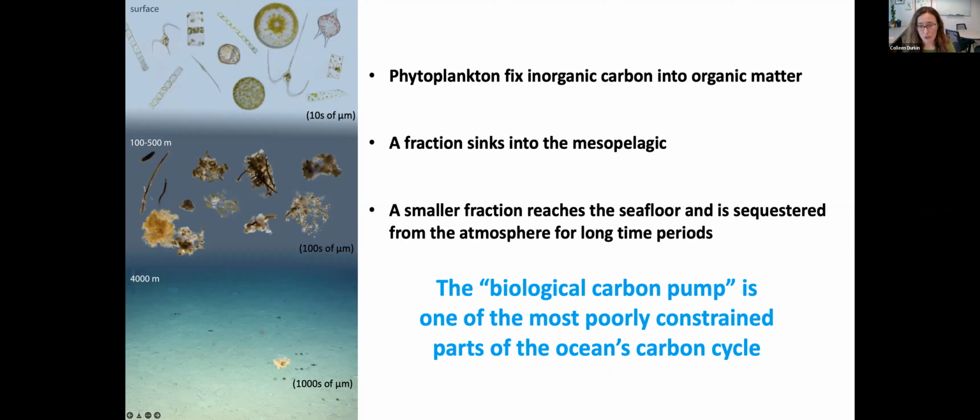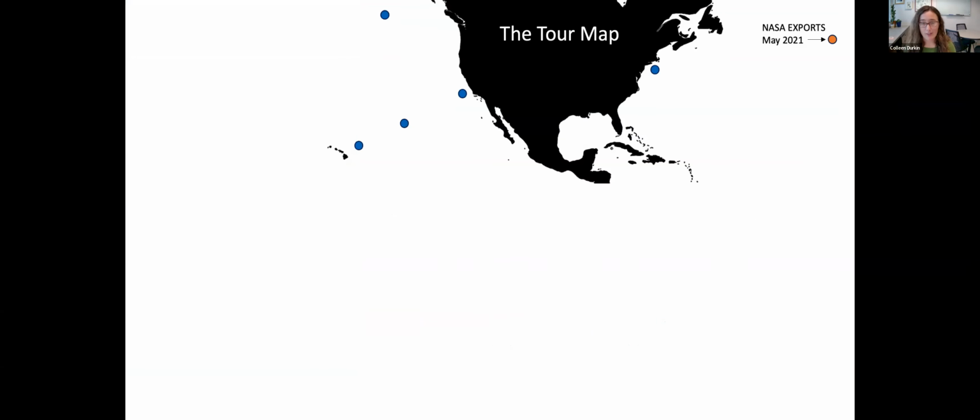And I'm pretty sure you all know, the biological carbon pump is one of the most poorly constrained parts of the ocean's carbon cycle. That's due in part to all these really complicated biological interactions involved in both fixing carbon and then transforming that into these sinking particles. So this study really targets the biology of these sinking particles in order to try to better understand and constrain the biological carbon pump. I told you I was going to take you on a tour.